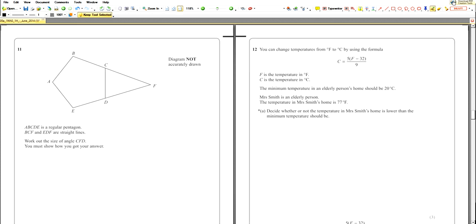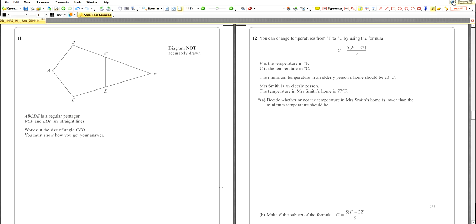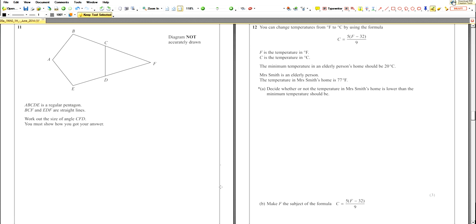Okay, here we go. Right, so are you okay there? Happy, yeah? Right, question number 11. ABCDE is a regular pentagon. And the keyword here is? What's the keyword? Regular. What does the word regular mean? It means all the lengths are equal in length. All the internal angles will also then be equal. So that gives us an idea of the length and angles being equal.